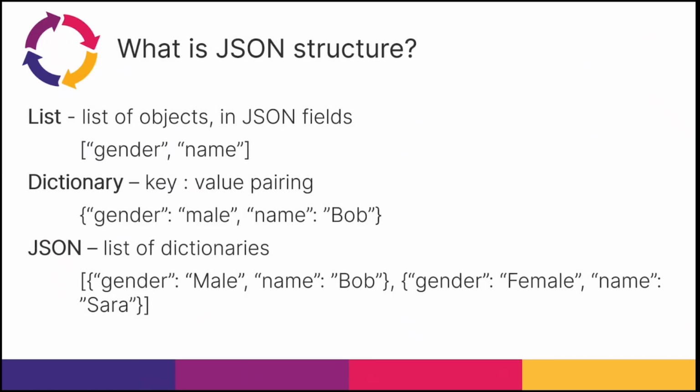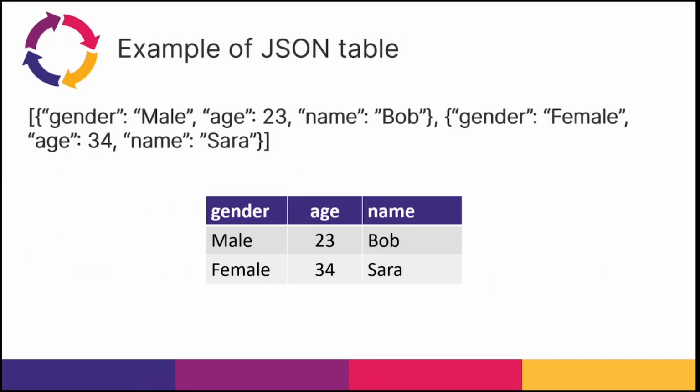And that string itself, if we go to the next screen, that string of gender male, age 23, name Bob, gender female, age 34, name Sarah, will actually be read by the receiving table or program as below. This is not something you necessarily need to know, but it's good to know, because you can actually see the raw JSON output from the API itself.